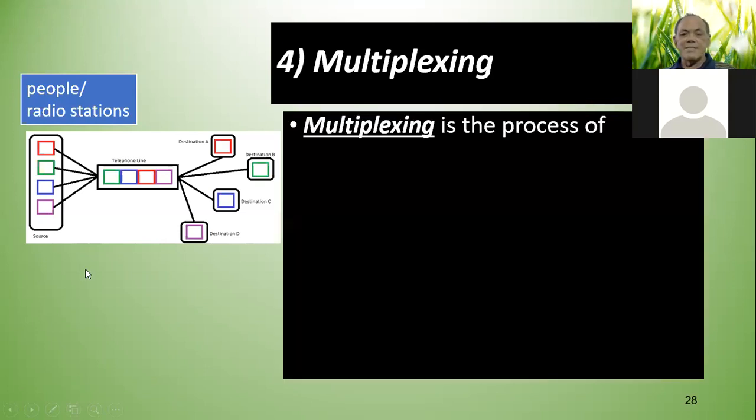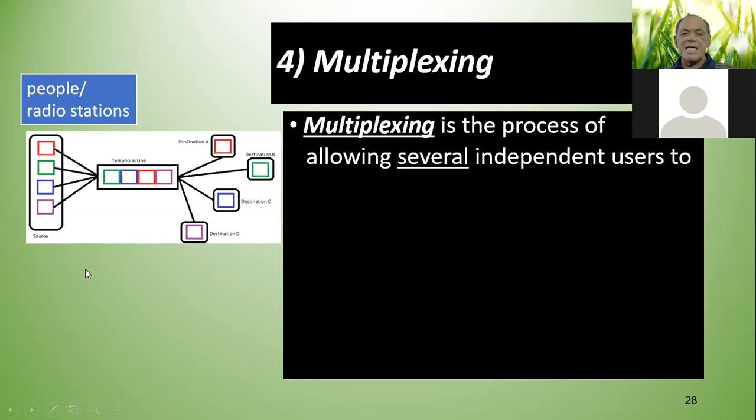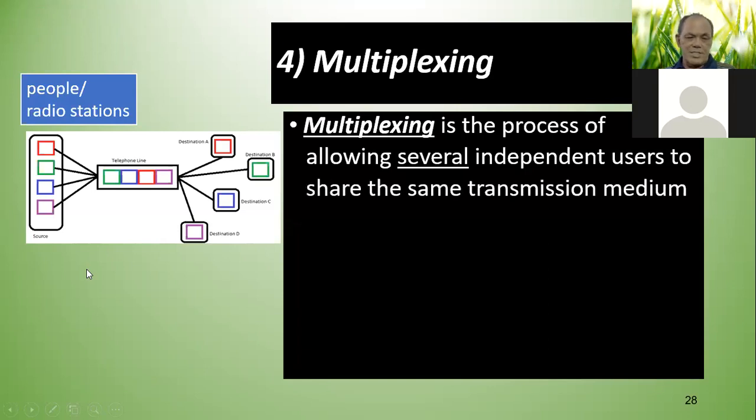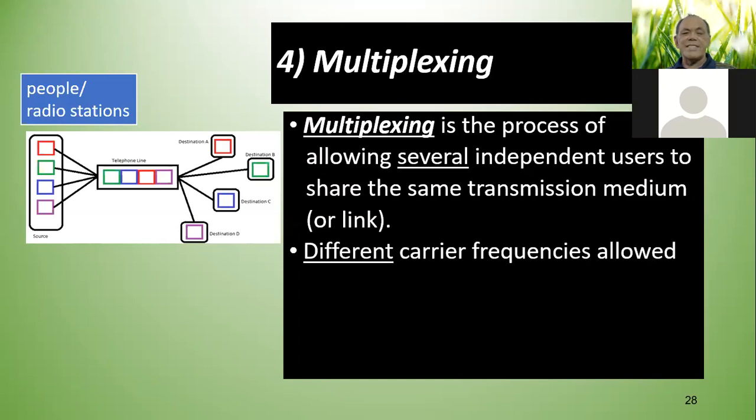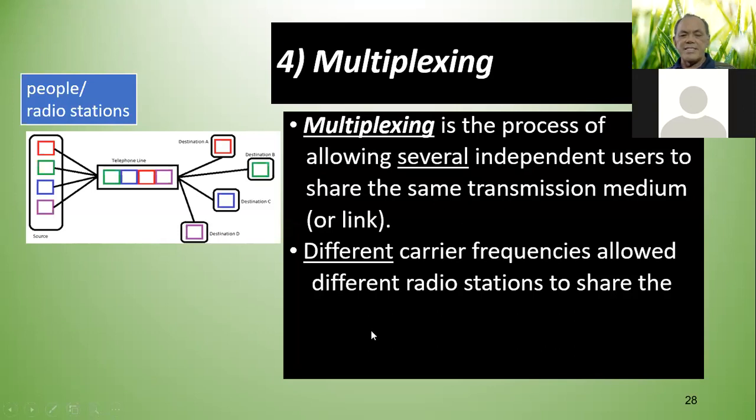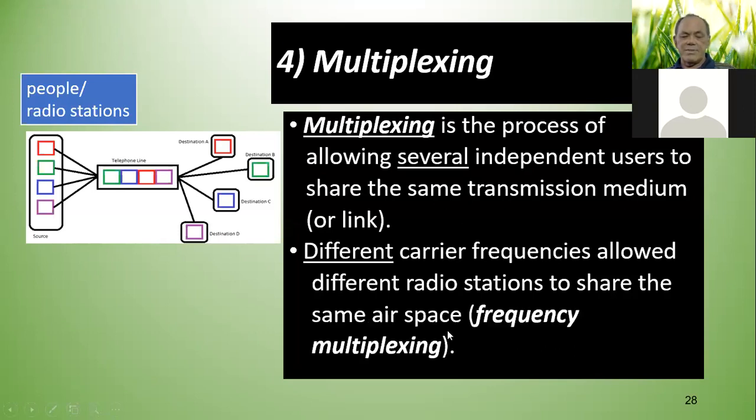It's called multiplexing. It's a process of allowing several independent users to share the same transmission medium or link. Right? So in radio communication, we use different carrier frequency, allowing different radio stations to share the same airspace. Or we call it frequency multiplexing. Use different carrier frequency so that different stations can use that frequency. Right? We'll go into more detail in the next topic.